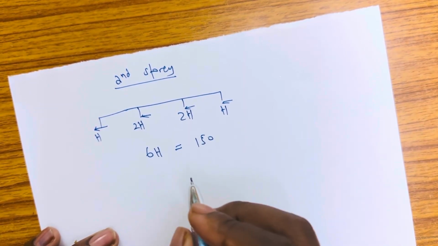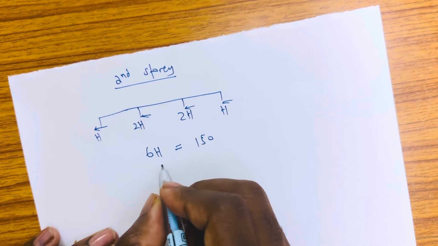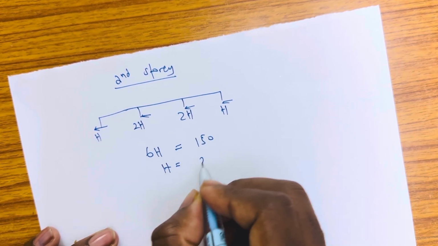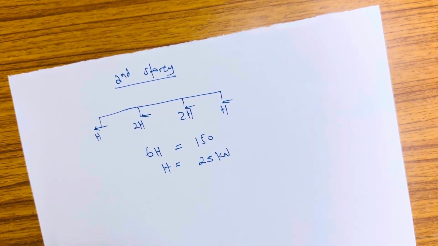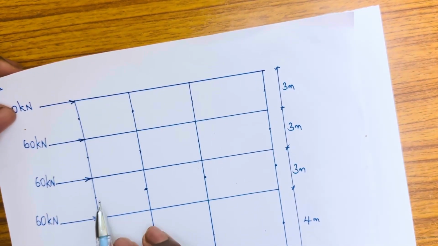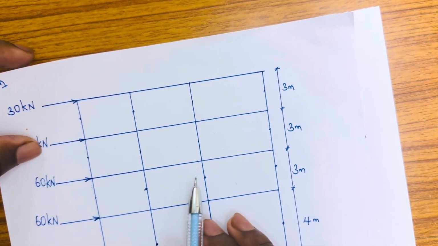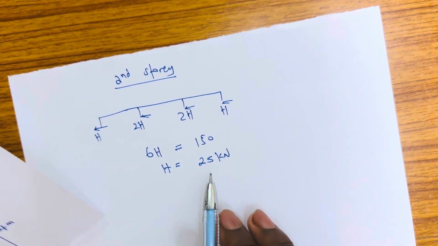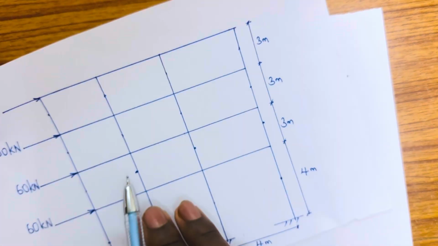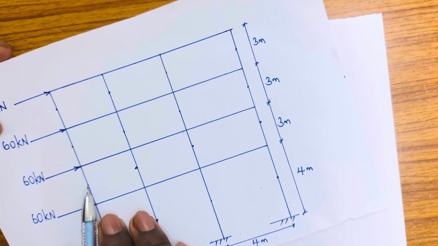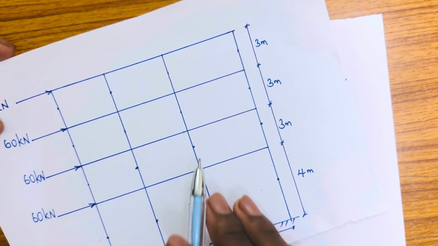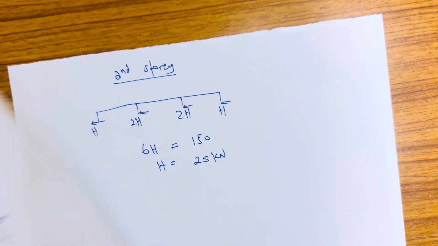So when you divide by 6, what do you get? This is 25 kilonewton. So that means along this column in the second story, we shall be having H to be 25. And then in the middle, it is going to be twice. The external one is 25, while the internal one will be twice, which is 50. So take note of that.